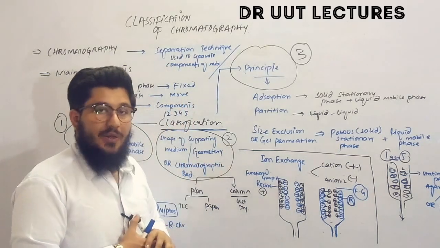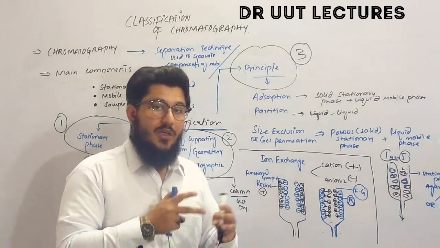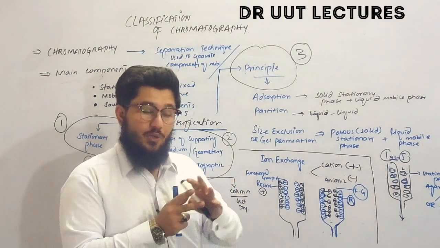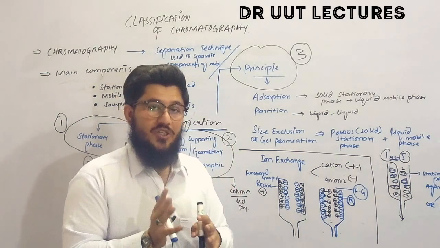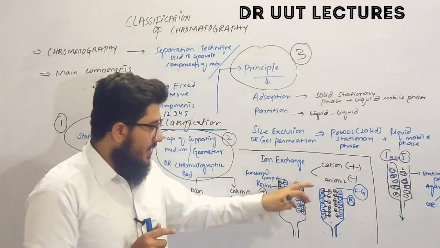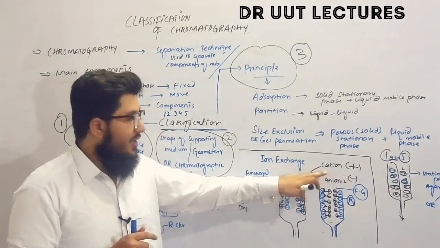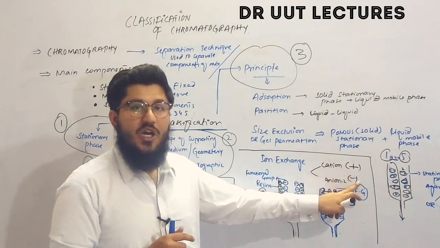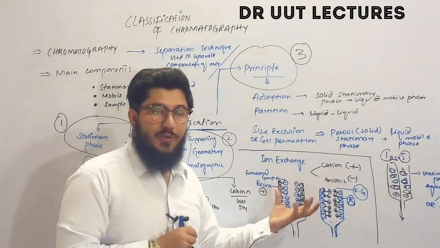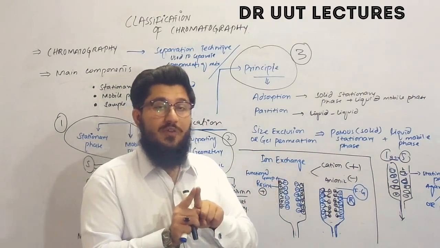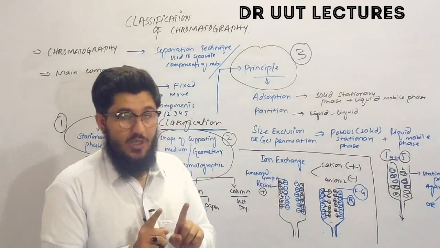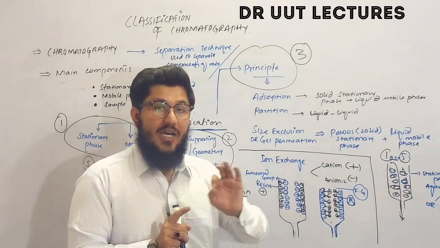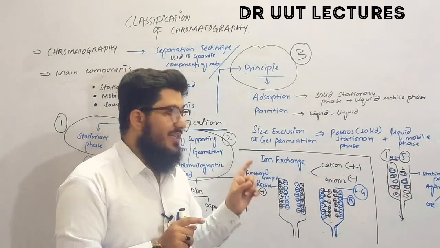The next principle is ion exchange. What is the main mechanism behind it? Here your ions are doing the exchange. We have two types of ions, the cations and the anions. The cation is a positively charged ion, and the anion is a negatively charged ion. According to this principle, we have two types of exchange. One is known as cationic exchange, and another is known as anionic exchange.